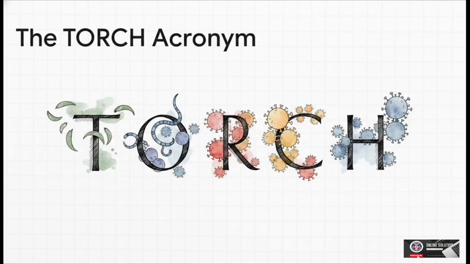O is for other, which wraps up syphilis, varicella, parvovirus B19, and Zika. R is for rubella, C is for cytomegalovirus, or CMV, and H is for herpes simplex virus, or HSV. The absolutely crucial thing to burn into your memory for your exams, and honestly for your future patients, is that these exact bugs can cause massive fetal morbidity or mortality.